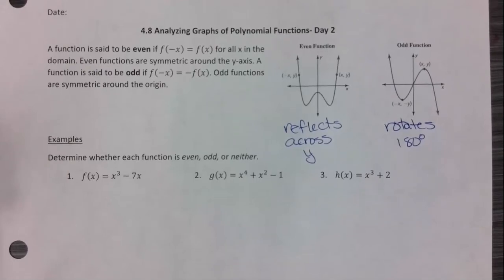Okay. So I can tell by looking at the graph. What? I wasn't even listening to you. I was just continuing my thought.